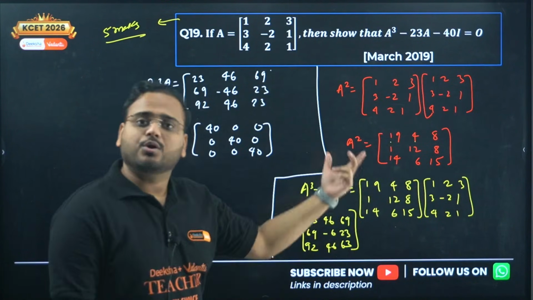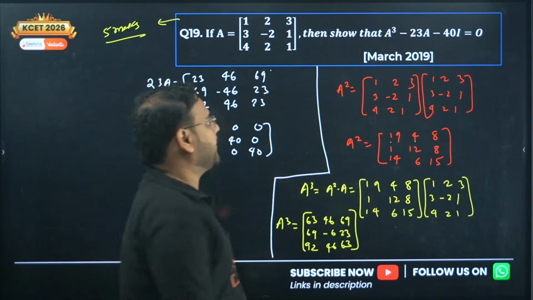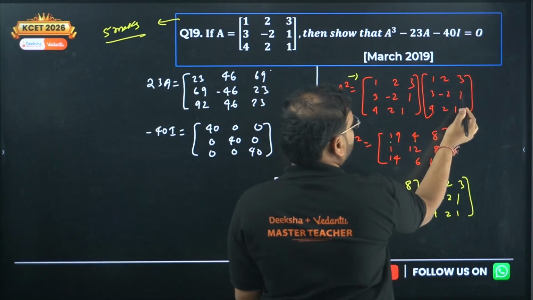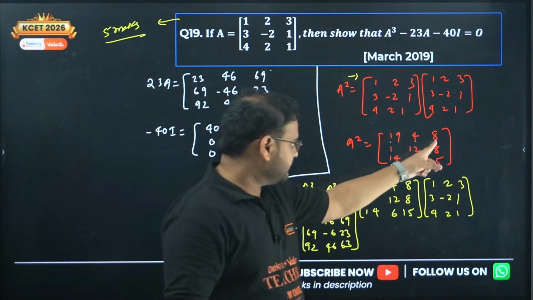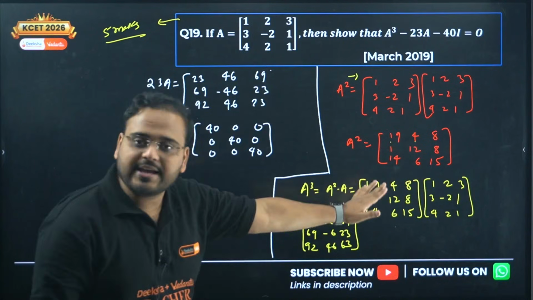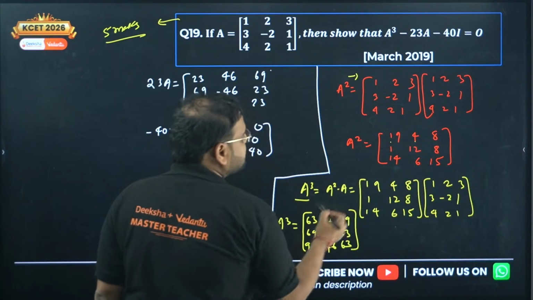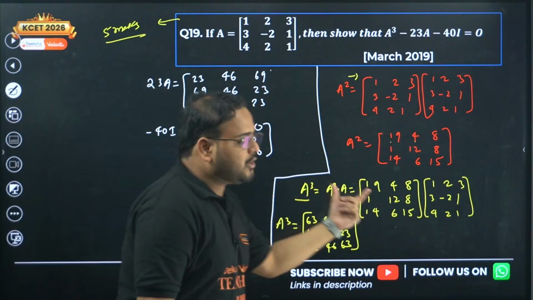No problem. Pause the video here and do the calculation. Please do the calculation. Okay. First row, last column. 3, 2, 3. 6 plus 2, 8. Same way you'll get the result for A square matrix. Once you get A square, you will get A cube as A square into A.